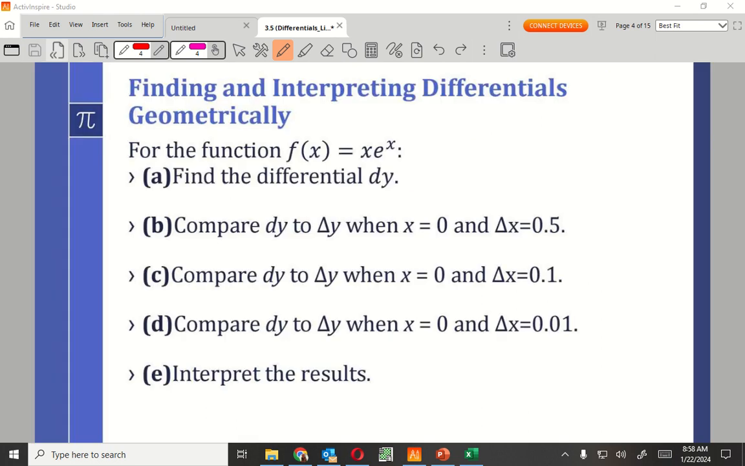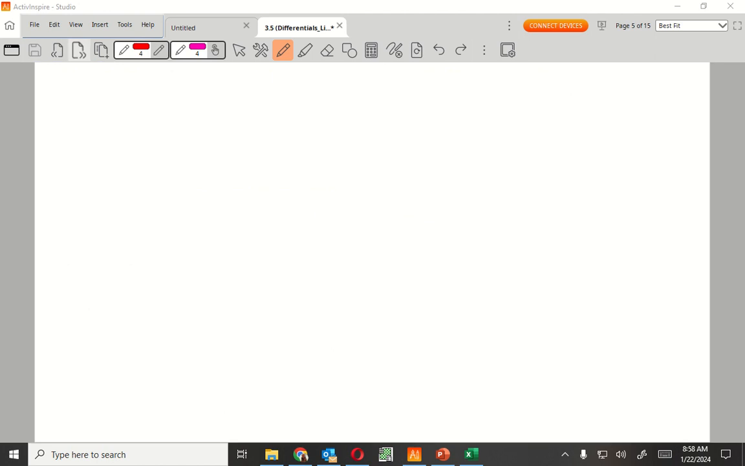Okay, so I have x e to the x. So y equals x e to the x. And then if I take the derivative, it's dy dx equals, isn't that a product rule? Yeah. That is a product rule. So let's go ahead and product rule this one.